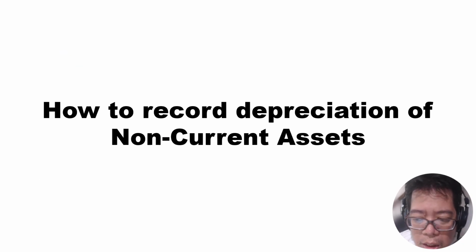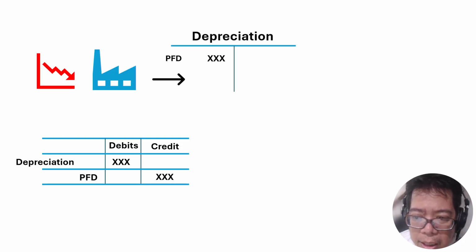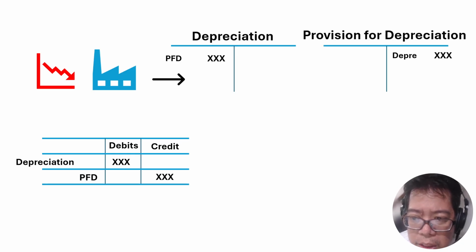How to record depreciation of non-current asset? As we use the asset over time, its value decreases, in a process known as depreciation. To record this decrease in value, we must use the following entries. Debit depreciation of non-current asset to record the expenses for the year. Credit the provision for depreciation of non-current asset to record the total accumulated depreciation to date.